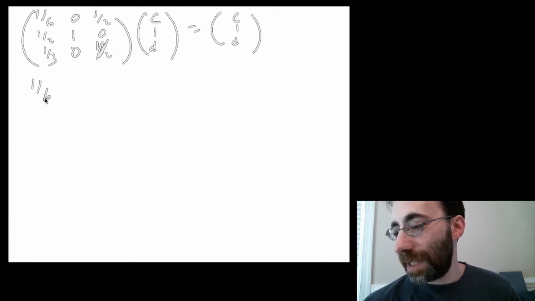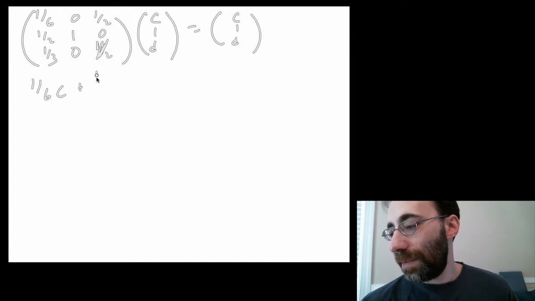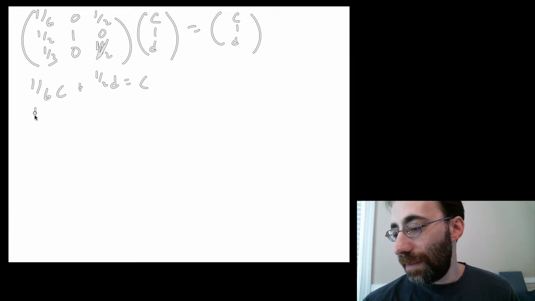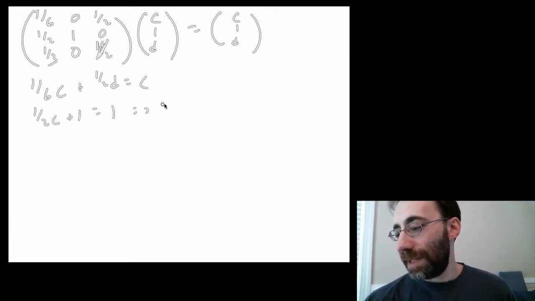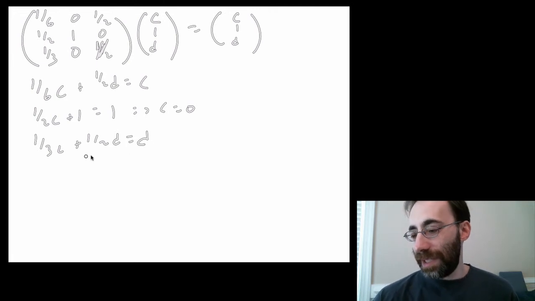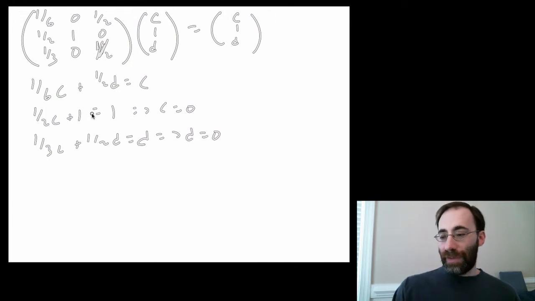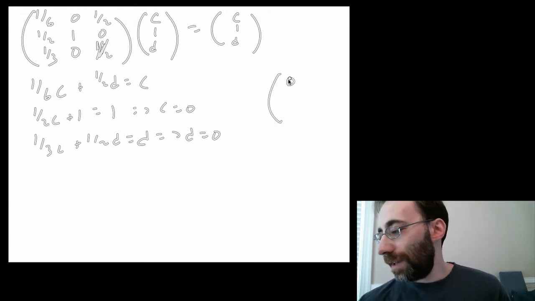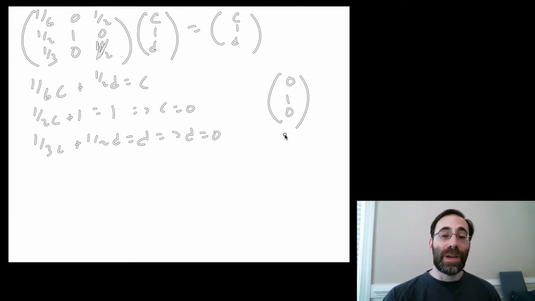We get 1/6 c plus 1/2 d equals c. We get 1/2 c plus 1 equals 1. That implies c equals 0. Then we get 1/3 c plus 1/2 d equals d. With c = 0, this implies d equals 0. And that implies 1 equals 1, so everything works out fine if those are 0. So the steady state is (0, 1, 0), which makes sense because the second state is absorbing and nothing else is. So I apologize if that's confusing people.